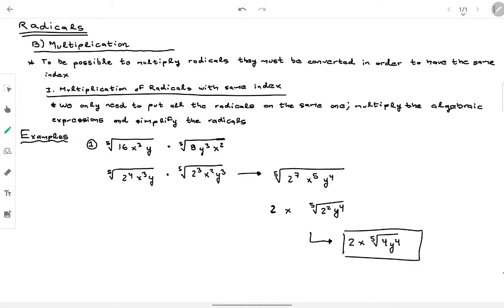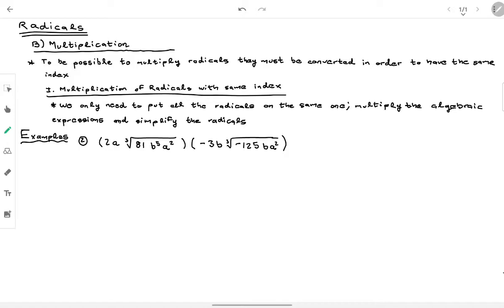So as I was telling you, the idea is very simple. We will multiply both, or if we have 3 of them, all the expressions to convert it into a single radical. And after having a single radical, we can simplify it and take out something from the radical, and that's going to be all the process for multiplication of radicals with the same index. Let's see another example.